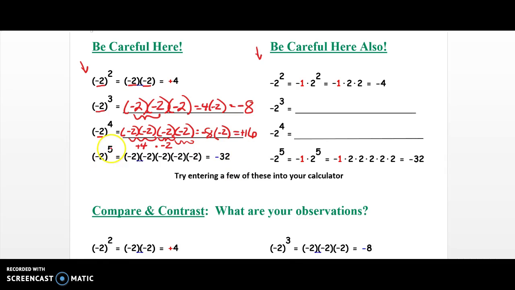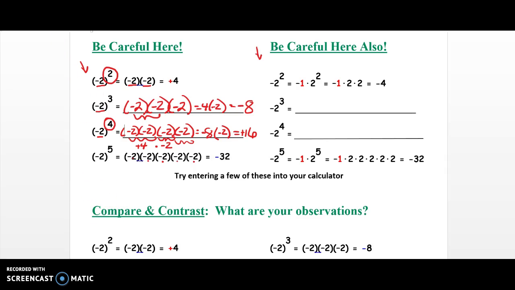All right, and I've done this one for you. Negative 2 raised to the 5th power, you're multiplying negative 2 by itself 5 times. Negative times negative is positive, times another negative is negative, times another negative is positive, times another negative is negative. You get negative 32. And it's kind of interesting how we go positive 4, negative 8, positive 16, negative 32. I'm just going to point that out for the moment. See what you think about that.